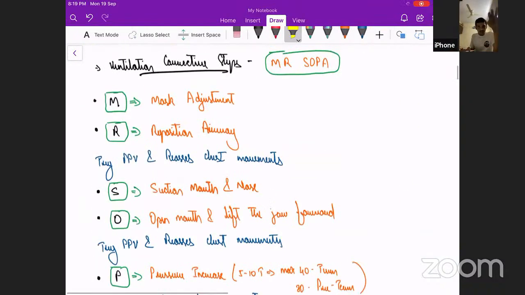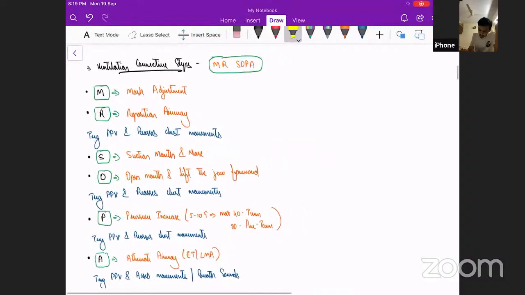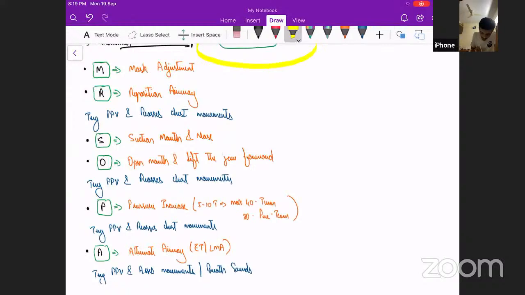And these steps can be remembered by this mnemonic called MR SOPA. Okay, MR SOPA. The mnemonic goes as MR SOPA, ventilation corrective steps. So this includes mask adjustment. We'll have to adjust the mask. We'll have to again reposition the airway. Again, we do positive pressure ventilation and look whether there is adequate chest raise. So adjust the mask, reposition the airway, and see whether there is adequate chest raise. As and when we give positive pressure ventilation to the baby, we'll have to look for the chest raise, correct? So for this, we assess whether there is adequate chest raise.